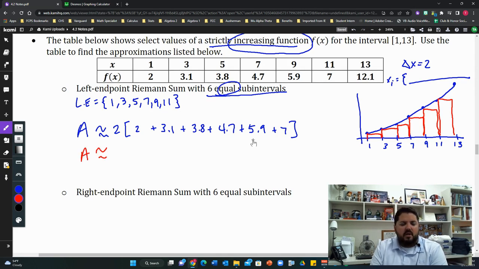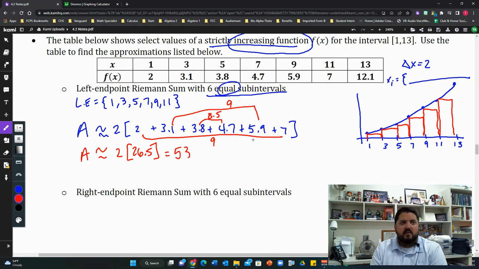So area would be approximately equal to 2 times the sum of all this stuff. I do like to do some mental math here, so that'll be 8.5. That will be 9, and then this is also 9. So we get 26.5, or when I double that, we get 53.